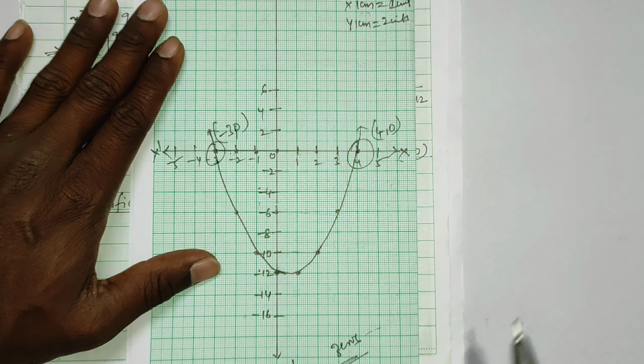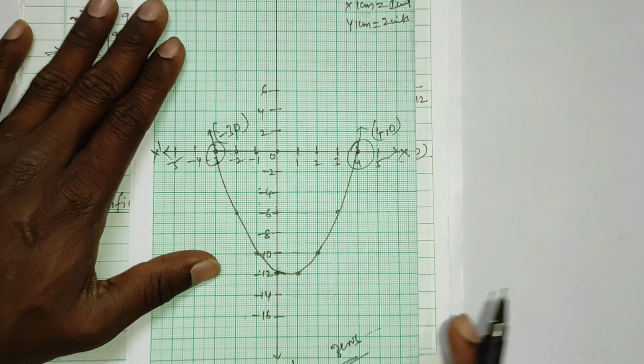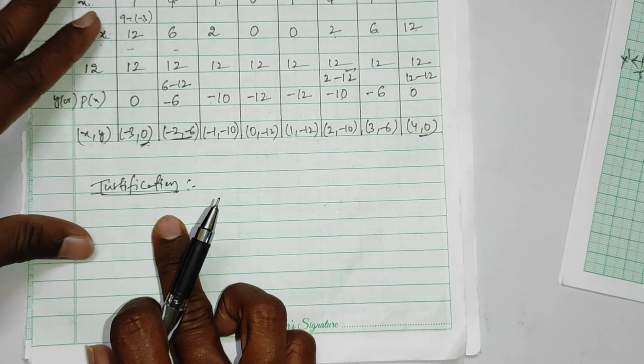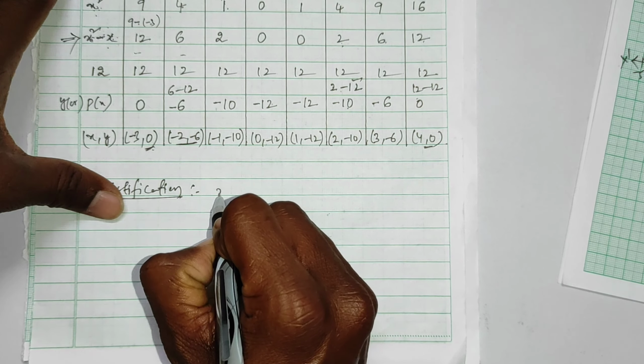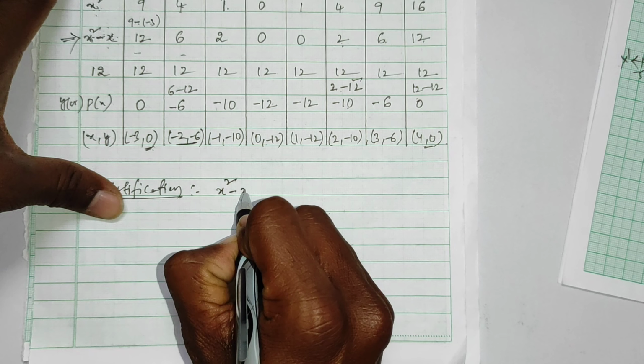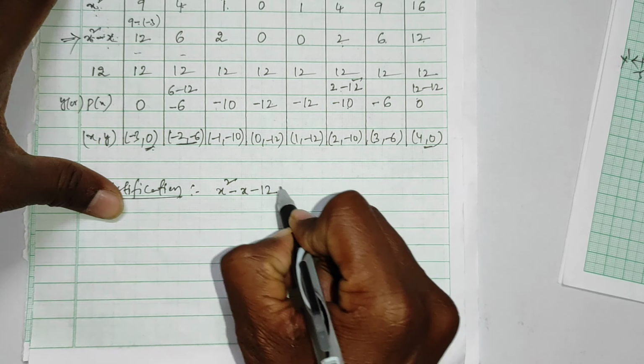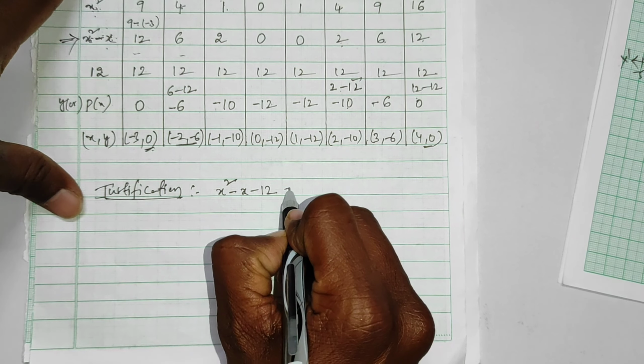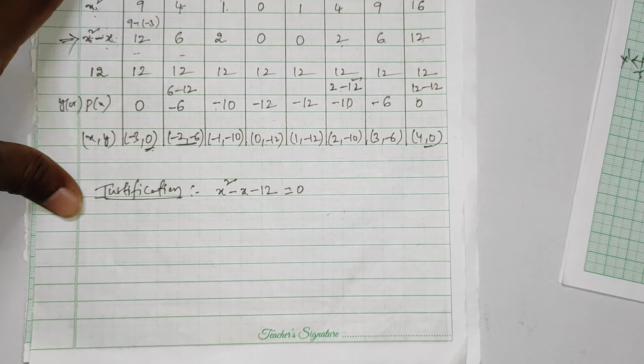Okay, and in the question what he asked, we had to justify the answer. Come on, we'll do the justification here. So what is the given polynomial? x square minus x minus 12. Right? So this is the given polynomial. Finding zeros, so I'm equating it to 0.